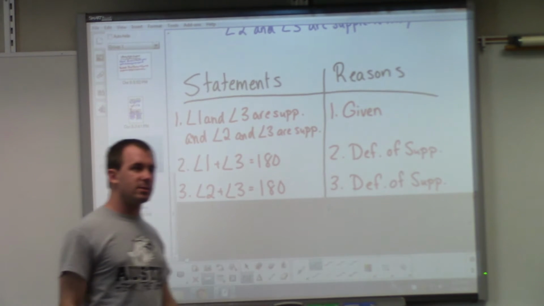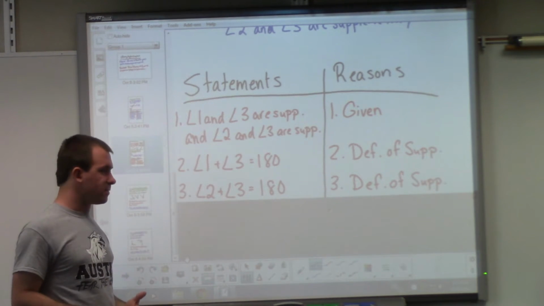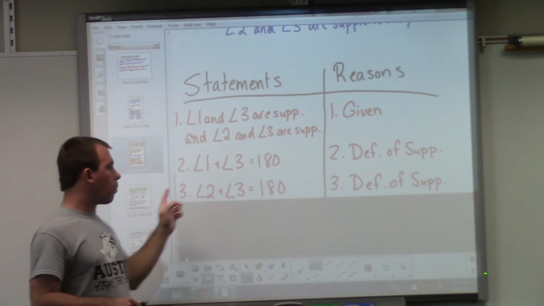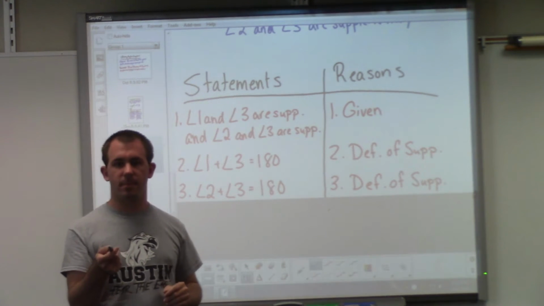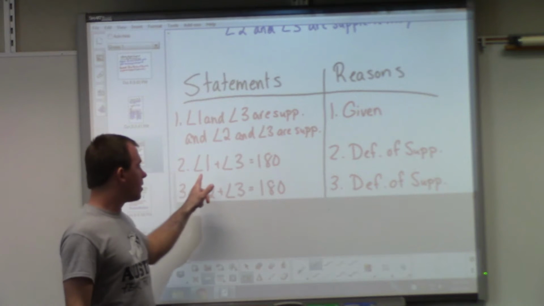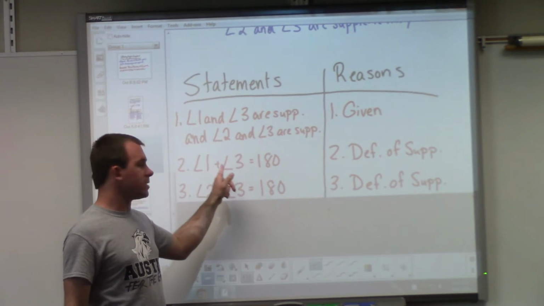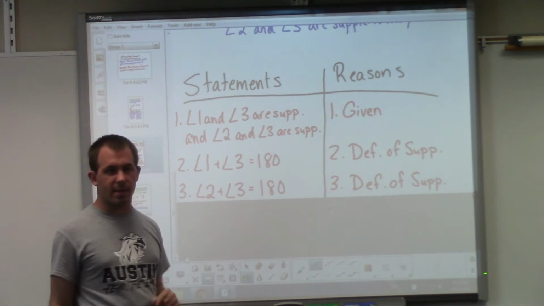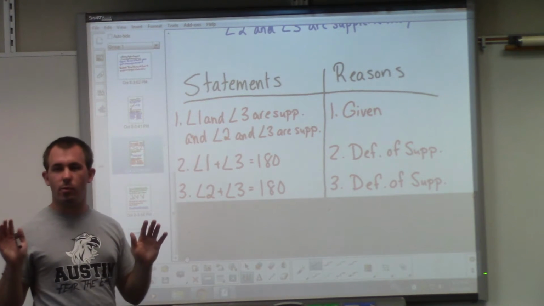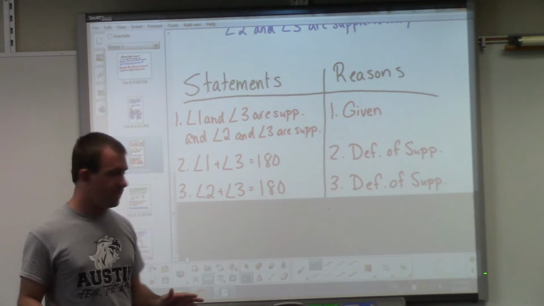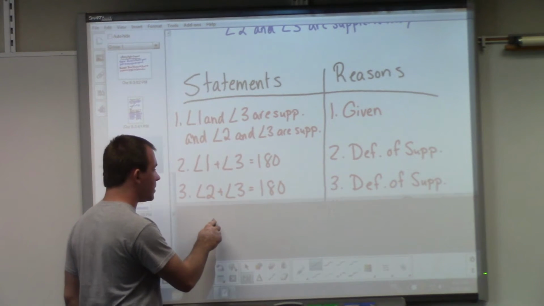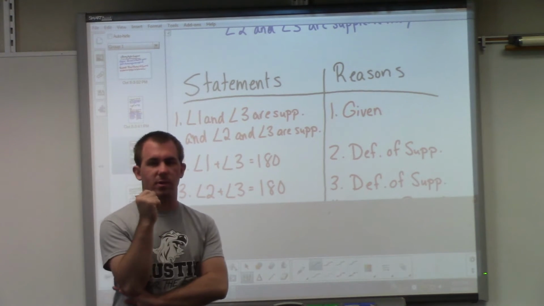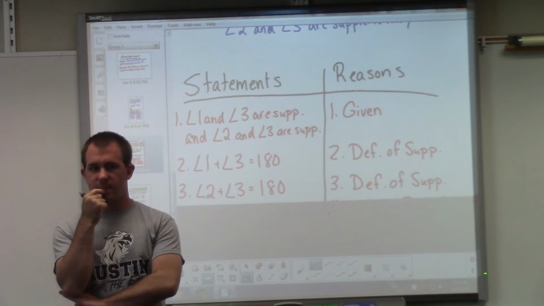And again, the 180s are by themselves. So, what can we do with this? Yes! We're going to set angle 1 plus angle 3 equal to angle 2 plus angle 3. Good job. You are all doing fantastic today, by the way. So keep up the good work. Now, what property of equality lets us do that?